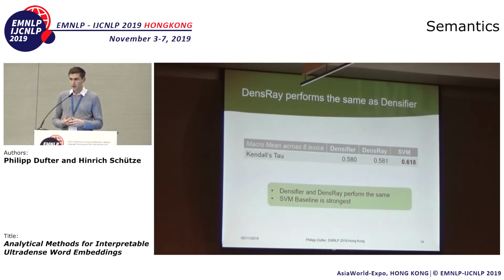That's expected. We use essentially the same objective, with a slight modification. The only difference is that DenseRay uses a closed form solution and Densifier is optimization based. Actually, we also computed SVMs as a baseline, and they perform by far the strongest. So I guess that's a surprising result. Simple methods often perform the best.